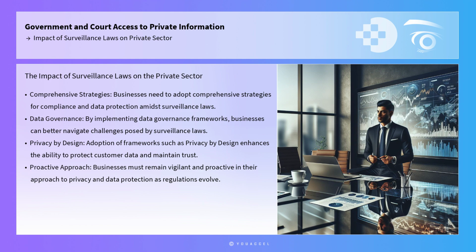In conclusion, the impact of surveillance laws on the private sector is multifaceted, requiring businesses to adopt comprehensive strategies for compliance and data protection. By implementing data governance frameworks, leveraging encryption and technology solutions, fostering a culture of privacy awareness, and engaging with legal experts, businesses can navigate the challenges posed by surveillance laws effectively. The adoption of frameworks such as privacy by design and compliance management tools further enhances businesses' ability to protect customer data and maintain trust. As the regulatory landscape continues to evolve, businesses must remain vigilant and proactive in their approach to privacy and data protection, ensuring they meet their legal obligations and safeguard their customers' privacy.